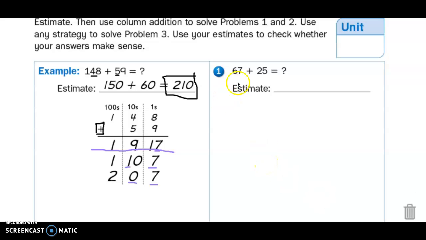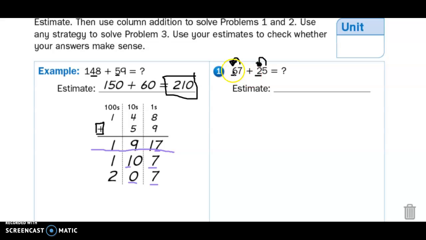So just like last week, we are going to estimate. We need to round first to add, and then we get our estimate to see if our exact answer is reasonable. What should I round to? Well, there's nothing before the ones, so I should round to the tens place. Remember, the 1 tells the 10 how to round.